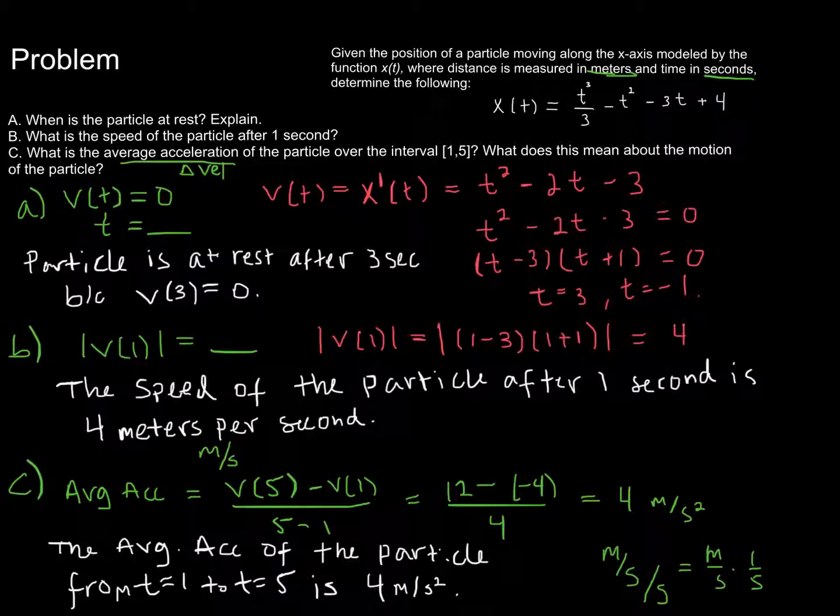It's traveling faster over the course of these 4 seconds on average. That doesn't necessarily mean at every instant its speed is increasing or its velocity is increasing. But on average, it will increase by 4 meters per second every second. And also this means that over the course of these 4 seconds, as we see in the calculation, my velocity is increasing by 16 meters per second over the course of this time from 1 to 5.